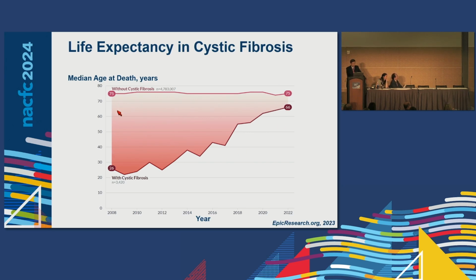This is data from last year, a publication showing what was the median age at death in 2008. In CF, it was 26 versus 75 in people without CF. You can appreciate how the great advances we've made have improved that to 66. And again, this is a period of senescence, and if people with CF are starting with low bone density, we don't know what will happen to their fracture risk.